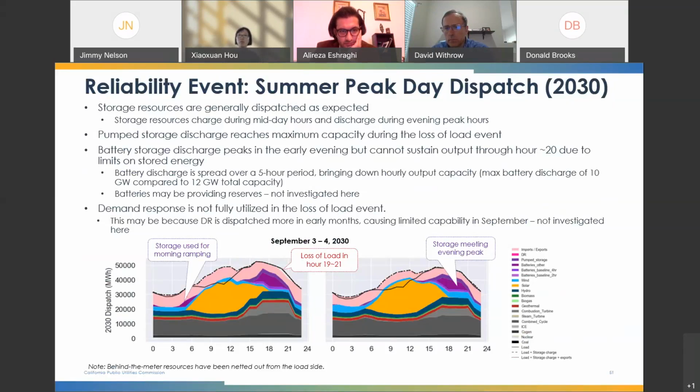And finally, we do not see as significant demand response output on this date compared to the 2020 graph. And it's likely because demand response resources are being dispatched pretty often in the earlier months. Therefore, the resource does not have as much availability when it comes into September in year 2030. This is, again, an area we did not fully investigate and confirm. So we also flag that as a question for further investigation. Next slide.